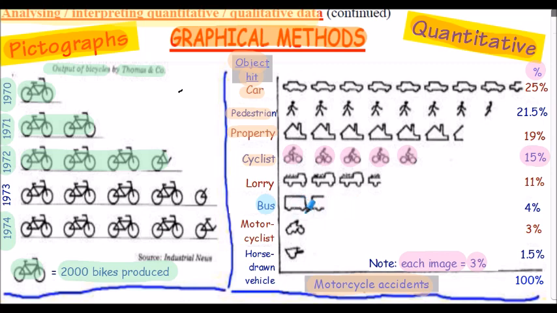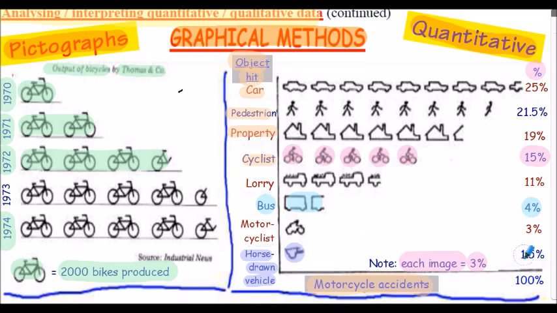My estimate there would be 4.5%, because it looks like I have half of a bus, but the actual value is stated as 4%. And the same with the horse-drawn vehicle category. Quite difficult to assess the quantity there. We look like we have the cart but no horse. So we have half of the symbol.